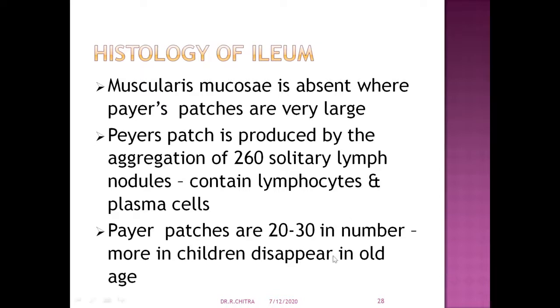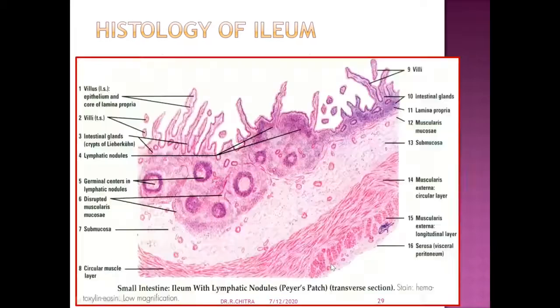Peyer's patches are 20 to 30 in number in the ileum, more in children, and they disappear in old age. So this is the histology of the ileum. You can appreciate nicely that the villi are less in height and less in number, and we have the aggregations of the lymphatic nodules in the lamina propria.